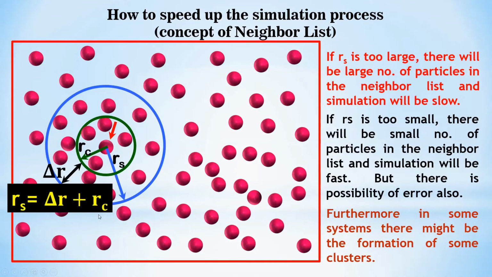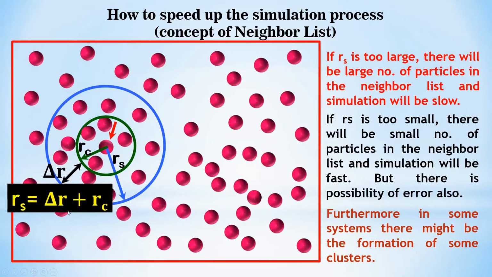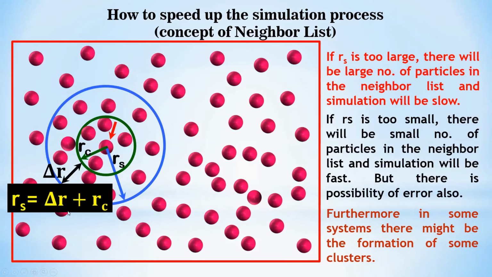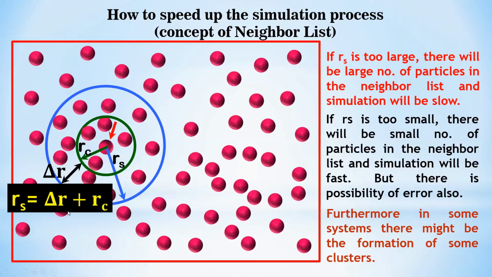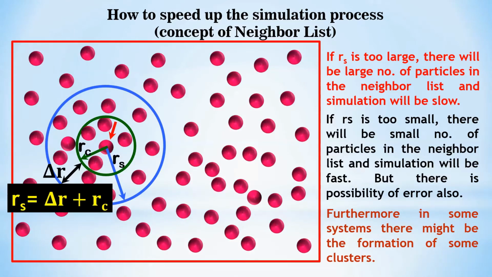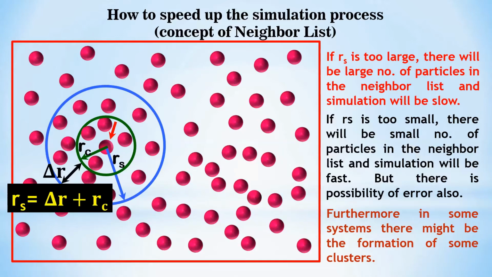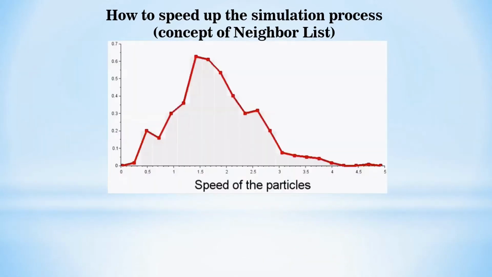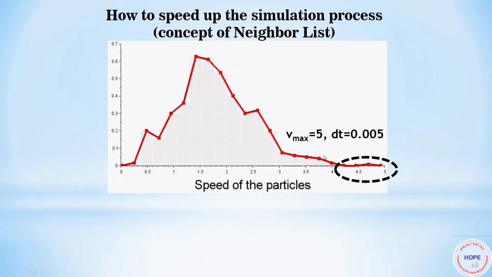RC we already discussed in our previous video. It's the cutoff distance and has been set to 2.5. So we just need to calculate this value of delta R. How to calculate this distance delta R? For this, we are going to use this Maxwell speed distribution curve. Here you can see all the particles have velocities less than 5. So we take Vmax equal to 5.